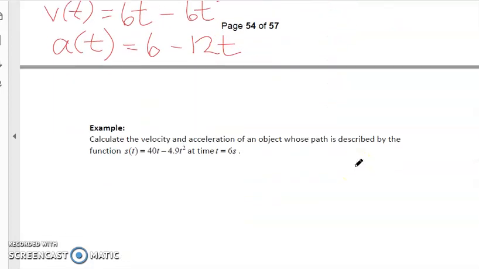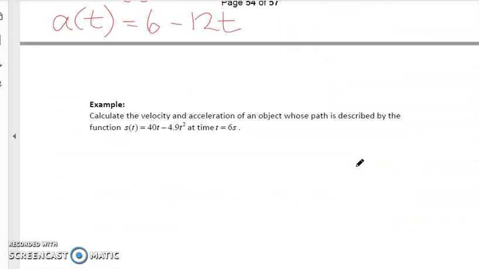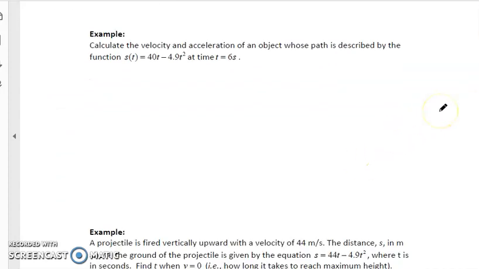So that's how you get your acceleration and your velocity functions if you're given a displacement function. Okay, here's another example now on the next page. And let's read this one over carefully. Like I say, these are very straightforward questions.